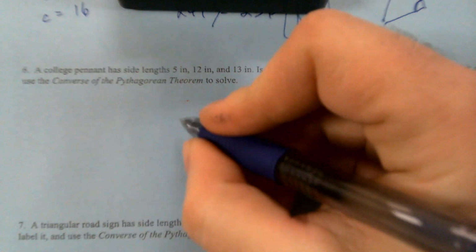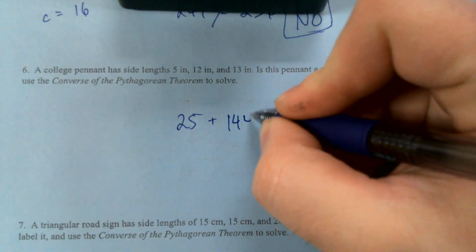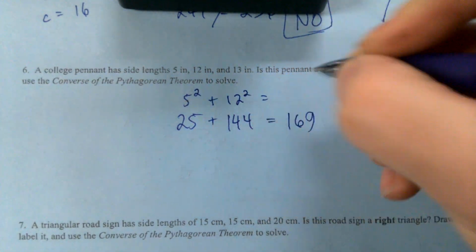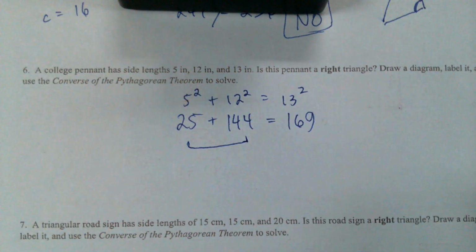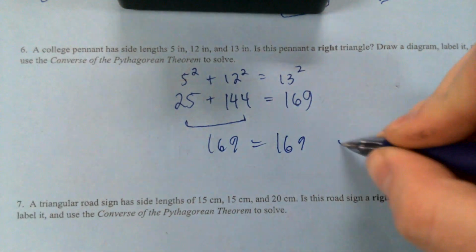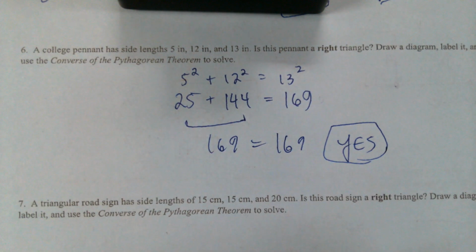Moving on down, 5, 12, and 13. 25 plus 144 equals 169. Sorry, I skipped the first step. What is 25 plus 144? 169. Is that true? Yes, it is. We do have a right triangle here. 5, 12, and 13. Now, some of you may be picking up on the patterns here, right? We keep seeing the same numbers over and over again. 169, 225, 400. That's because there's only a few special cases where the side lengths of a right triangle are nice whole numbers like this.